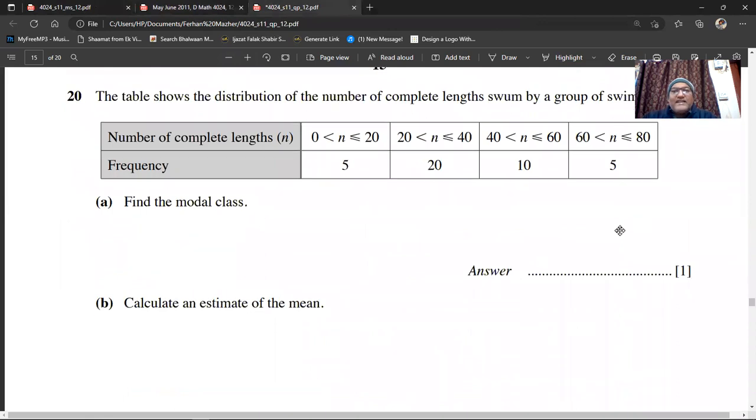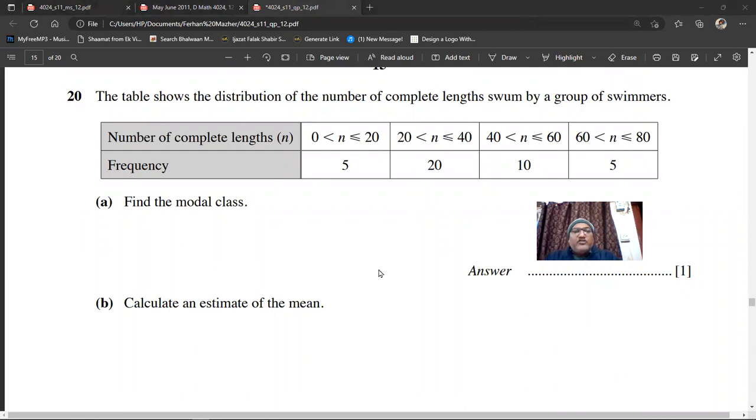Here we have, he says, the table shows the distribution of the number of complete lengths swum by a group of swimmers. So number of complete lengths 0 to 20, 20 to 40, 40 to 60, 60 to 80. So that's the frequency: 5 swimmers, 20 swimmers, 10 swimmers, 5 swimmers. Find the modal class. You see the modal class in the group data is always that class whose frequency is the highest. The highest frequency is 20. So this will be the modal class.